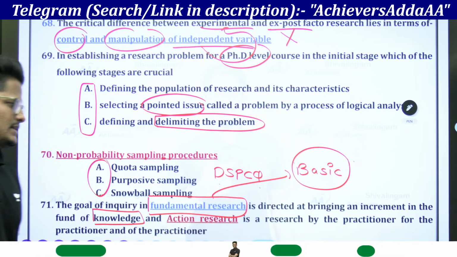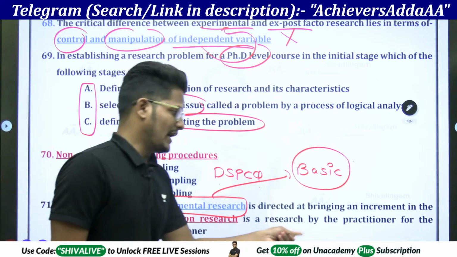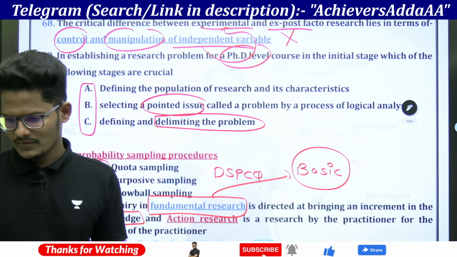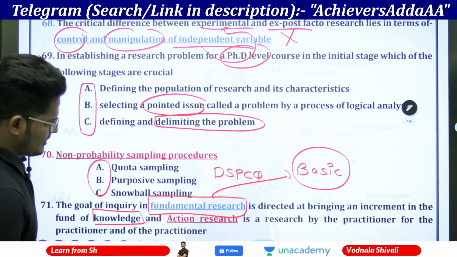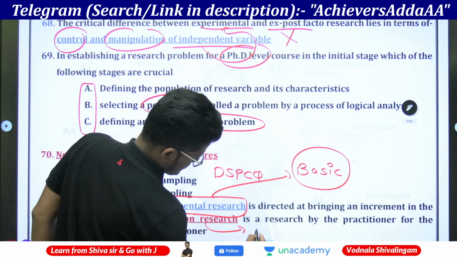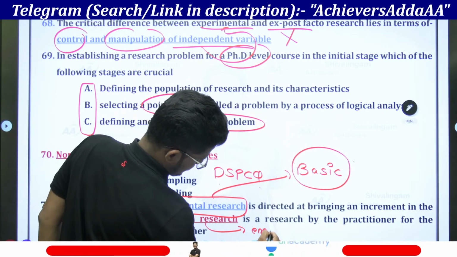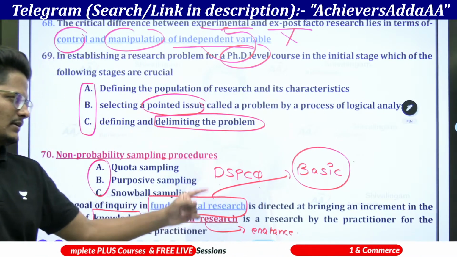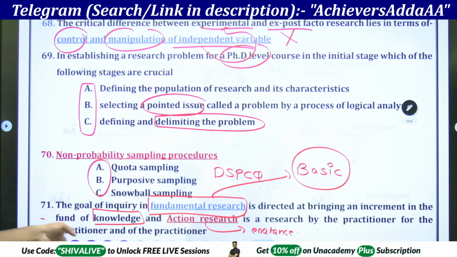And action research is a research by the practitioner, for the practitioner and of the practitioner. Action research is to solve the immediate problems, mainly to enhance the situations or to ameliorate or better the situations, which is a practical research. It is the 3rd level of research, because applied research is the 2nd level.